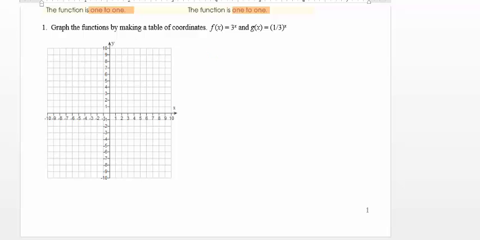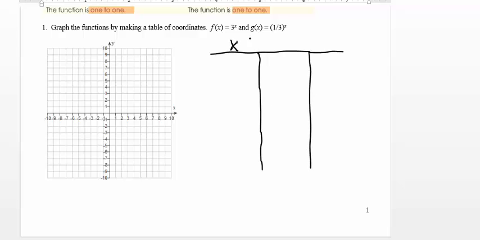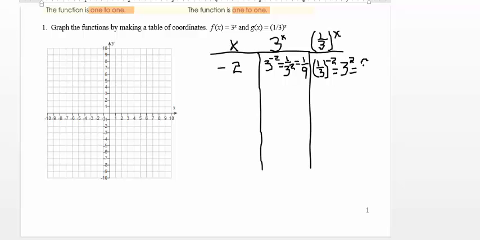Let's take a look at graphing f of x equals 3 to the x and g of x equals 1/3 to the x. So we're going to make a table of coordinates. We're going to pick our x, and then we know the function value is our y value. So I'm going to pick x equal -2. 3 to the -2 is 1 over 3 squared, and that's 1 over 9. 1/3 to the -2 is 3 squared, which is 9.